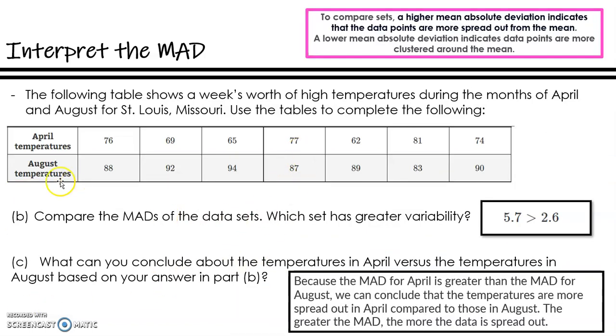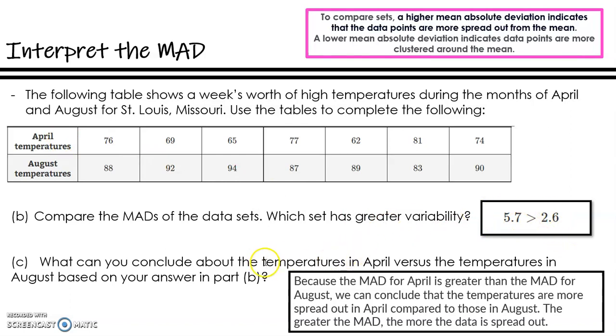Our next step is to compare. I want you to look up here. To compare sets, a higher mean absolute deviation indicates that the data points are more spread out from the mean. A lower mean absolute deviation, excuse me, indicates that they're clustered around the mean. So you can see here that the MAD for April was greater than the MAD for August.